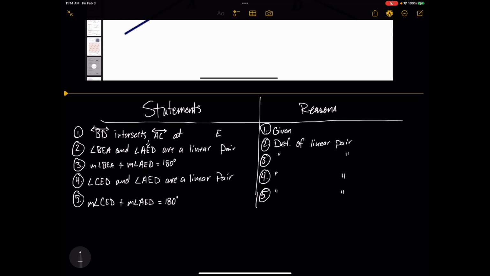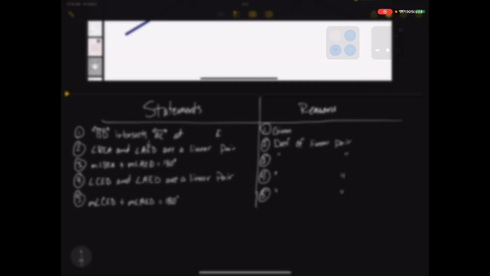Very nice. Once you get finished writing it, that is where we're going to leave it today. So we have 2 linear pairs, and we're going to see what we can do with those next class on Monday. Goodbye now.